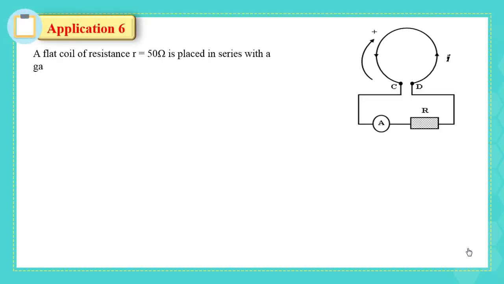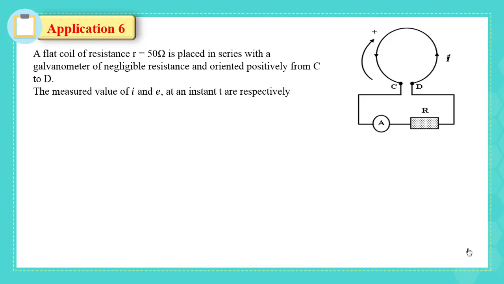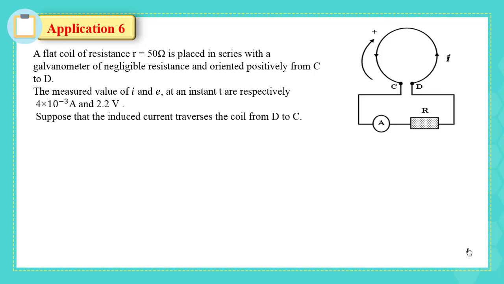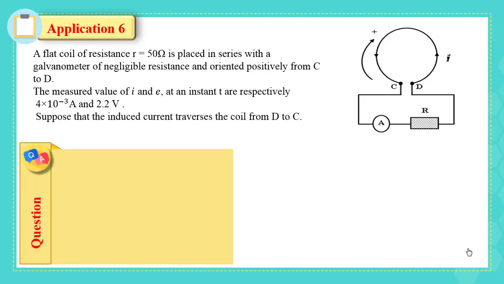Application 6. A flat coil of resistance R equal 50 ohm is placed in series with a galvanometer of negligible resistance and oriented positively from C to D. The measured values of I and E at an instant t are respectively 4 times 10 to the power minus 3 ampere and 2.2 volt. Suppose that the induced current traverses the coil from D to C. 1. Calculate the potential difference UCD.